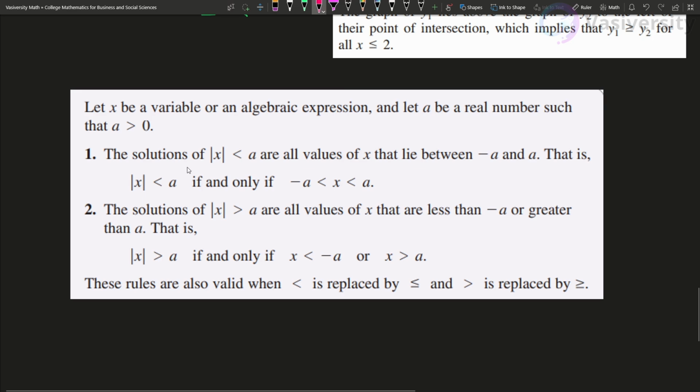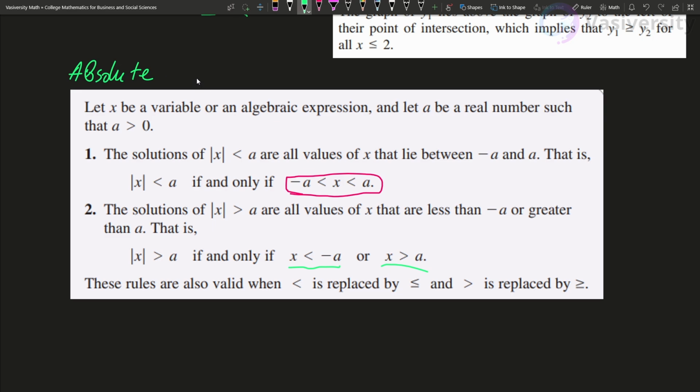It means that if the absolute value of x is less than a, we're between negative a and a. And the solution for absolute value of x greater than a are all of the values that are less than negative a or greater than a. So it's x is less than negative a or greater than a, right? And these rules can also be applied to replace all of the signs with greater or equal or less than or equal, right? So let's get to look at an example.